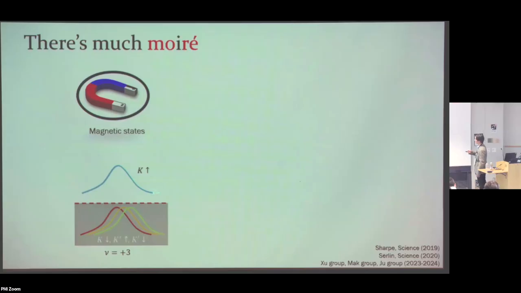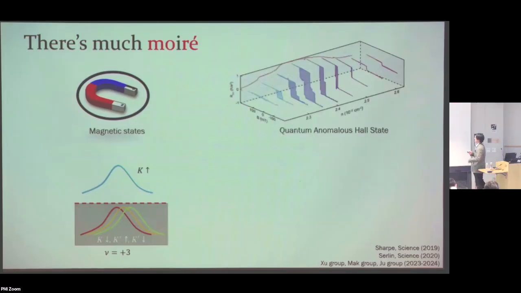Now you're left with some net spin here, right? Because now you have 2 down-spin filled and 1 up-spin filled. So this system becomes spontaneously magnetic. This is what gives rise to the quantum anomalous Hall state when you have a filling near ν = +3.